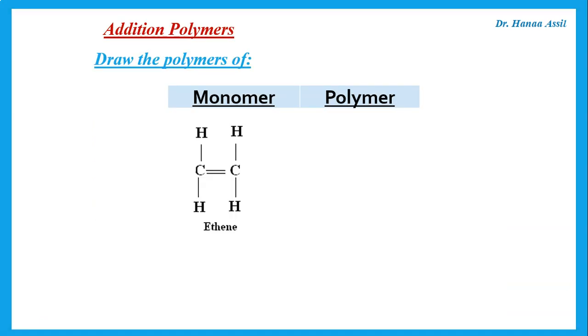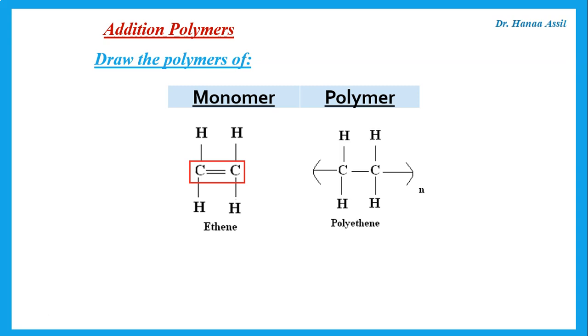How do we draw a polymer? We look at the double bond. Remember, the type of polymerization that we talk about in pre-IG is addition polymer. Addition polymer starts with an alkene. We open the double bond, make it into a single bond, bond on the right, bond on the left, and then we add the hydrogens or the bonds that were originally present.